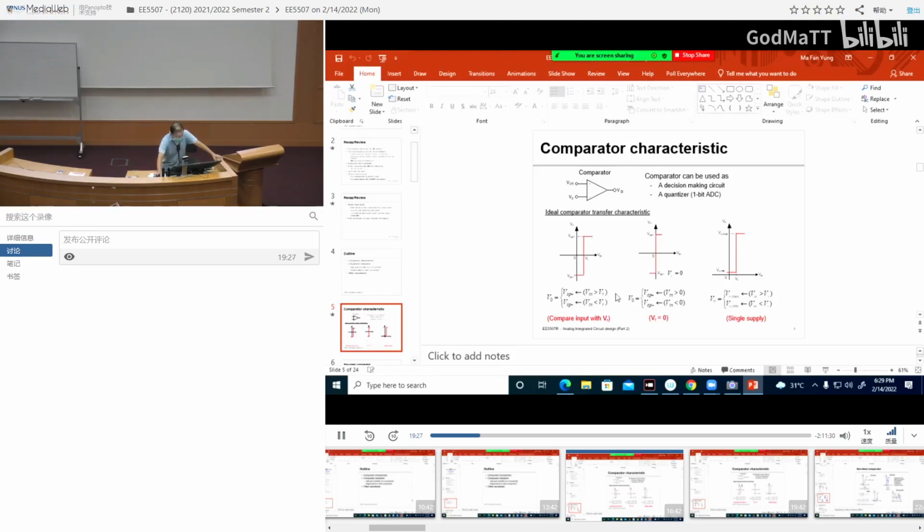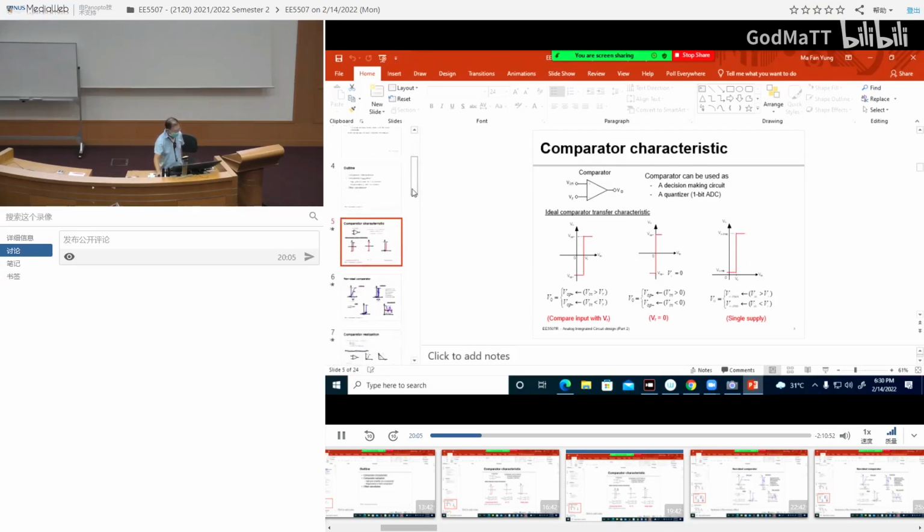Now, this is when the VR is 0. That means you compare against a 0. It's the same thing. So this is for if the output can swing plus and minus. So this could be, I don't know, plus 2 volt, minus 2 volt, depending on what supply you use. Now, if you have a single supply, obviously you can only go down to ground and up to VDD. So nothing too complicated here.